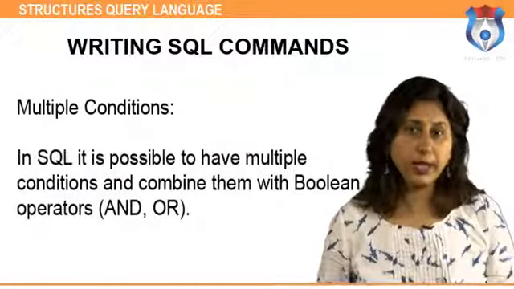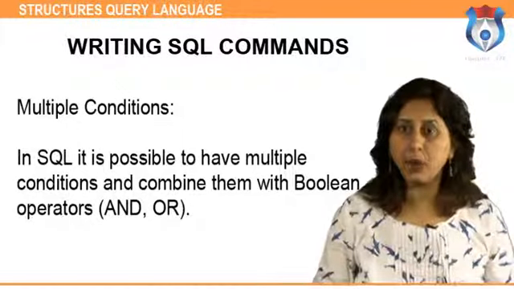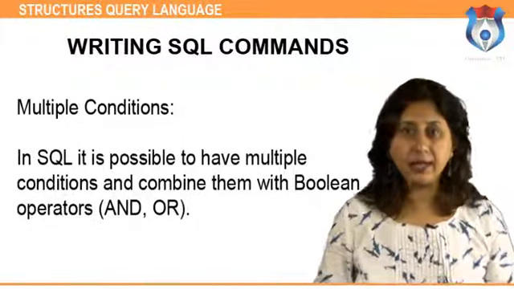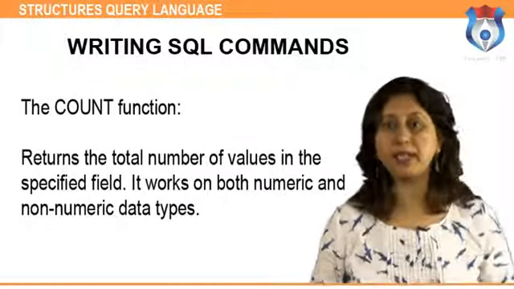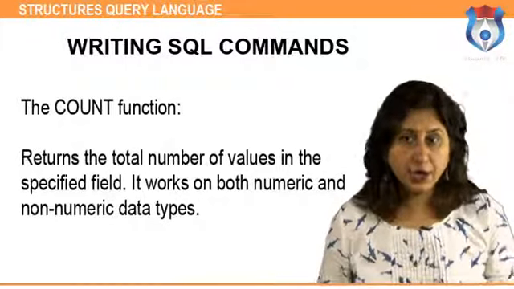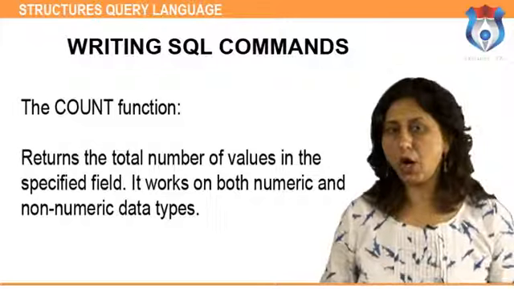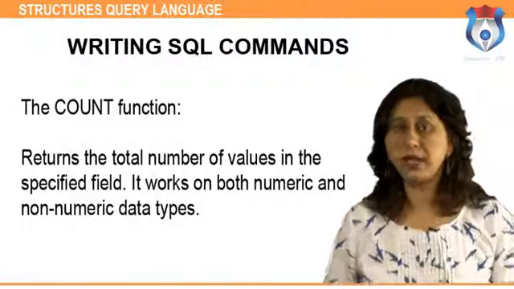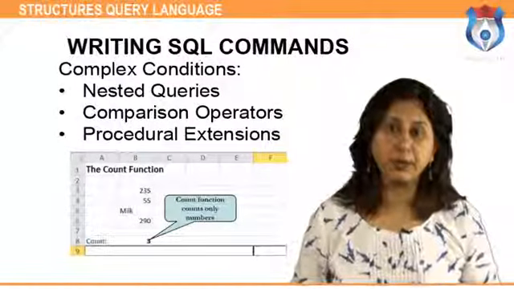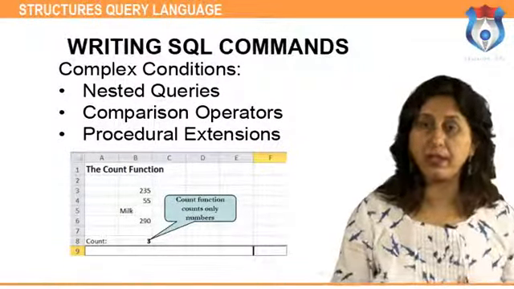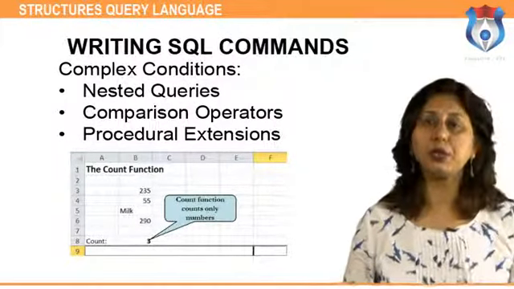In SQL, it is possible to have multiple conditions and combine them with Boolean operators AND and OR. For negating a condition, the NOT operator is used. It returns the total number of values in the specified field. It works on both numeric and non-numeric data types. Conditions are usually made of an attribute, a value and an operator that forms the condition. Example, name is equal to John.